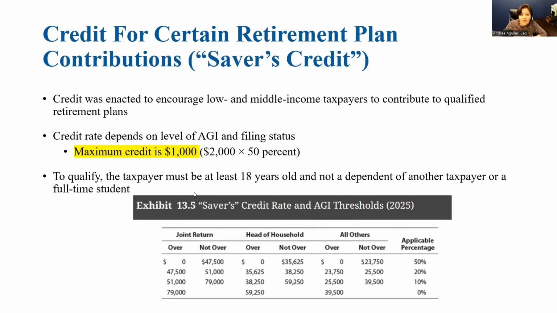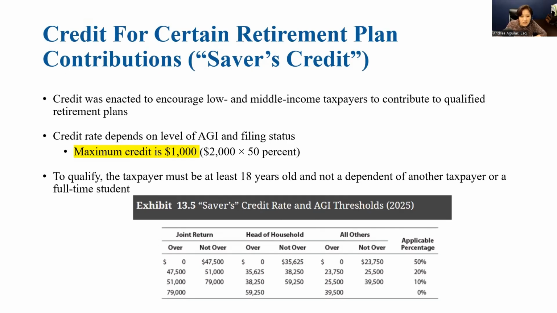Okay, so now let's look at the credit related to the retirement plan contributions. This was also called the Savers Credit. The credit was enacted to encourage low and middle income taxpayers to contribute to qualified retirement plans. The maximum amount of relevant contribution was $2,000, and the credit was for 50% of that amount. The allowable credit depended on the adjusted gross income of the taxpayer.